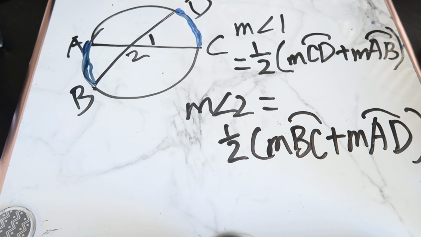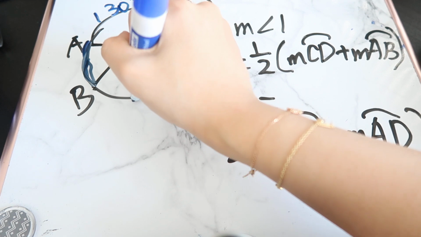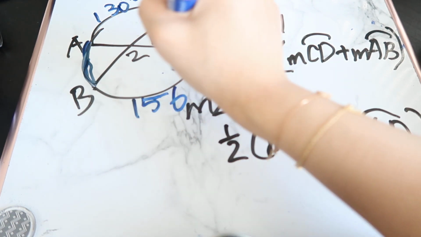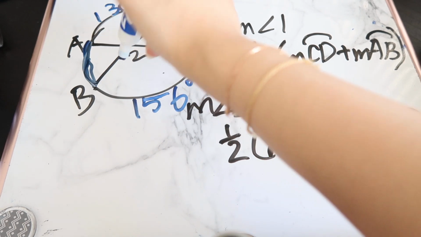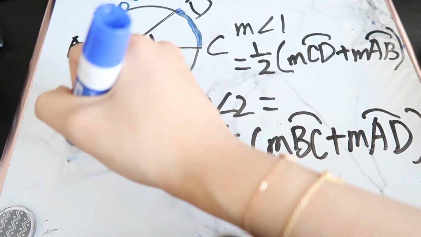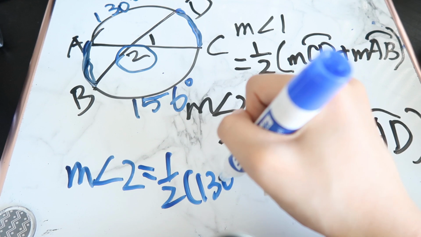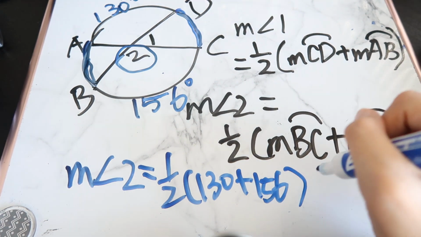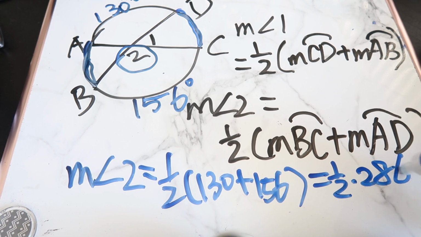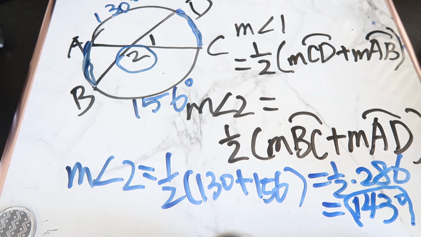Alright, so let's do an example here. Let's say we have the top being 130 and this being 156. When we're trying to find angle 2, measure of angle 2 will equal 1/2 of 130 plus 156. You would add them up first, which gives 286. So you have 1/2 of 286, and it will be 143 degrees. So that's how you do it.